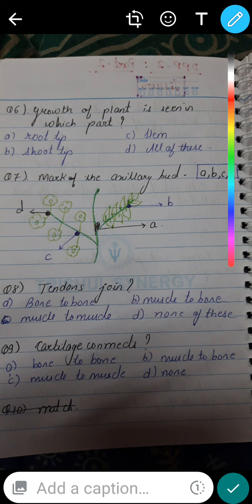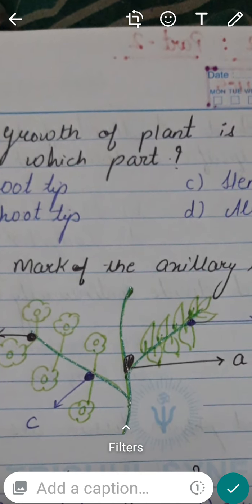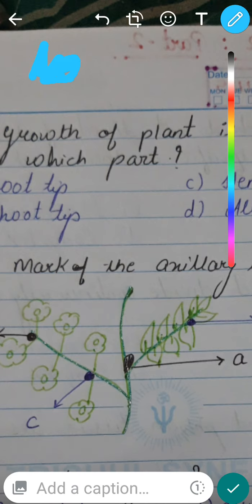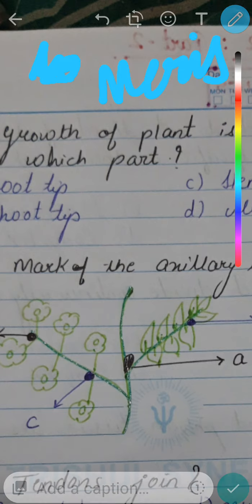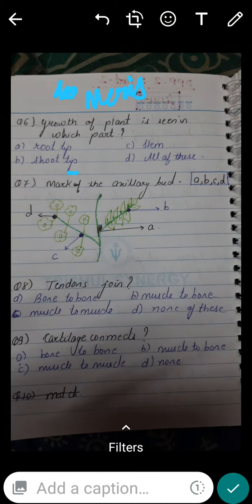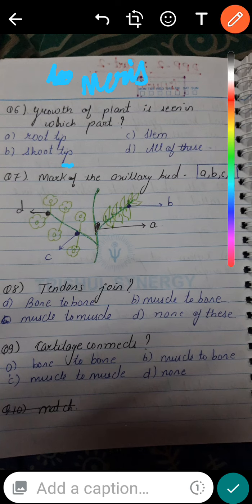Question 6. Growth of plant is seen in which part? This question is asking about the location of meristematic tissue. So where is meristematic tissue present? It is present in the root tip, the shoot tip, and also in the stem. So the answer is all of these. This question is also taken from your textbook, so you should know it very clearly.